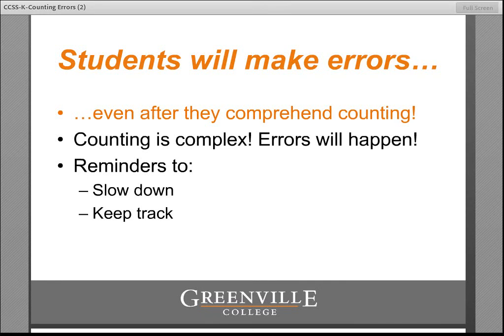While occasional errors are not worth an instructional response, if the students are developing habits that hinder their accuracy, then we do need to focus their attention on more constructive habits. So reminders to slow down and to ask them about the strategy they're using to keep track are very helpful.